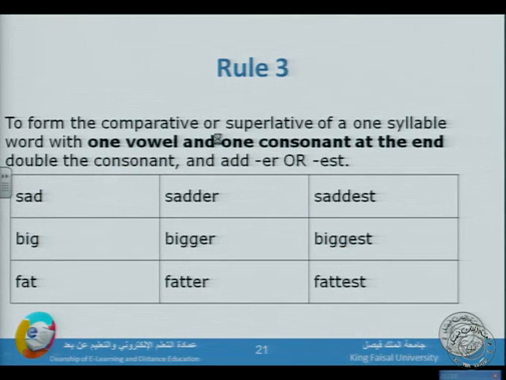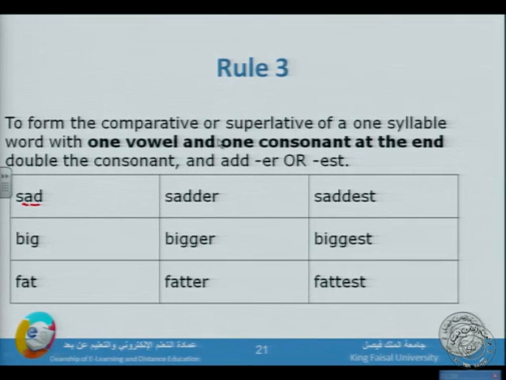Rule number 3. To form the comparative or superlative of a one-syllable word with one vowel and one consonant at the end, double the consonant and add ER or EST. إذا كان في عندنا كلمة ذو مقطع صوتي واحد، وانتهت بحرف علة وحرف ساكن، نضاعف الحرف الساكن. لاحظوا sad one syllable word تنتهي في A اللي هو حرف علة و D اللي هو حرف ساكن. حروف الساكنة كل حروف اللغة الإنجليزية حروف ساكنة ما عدا حروف العلة.